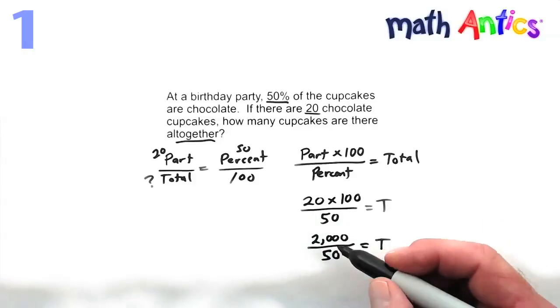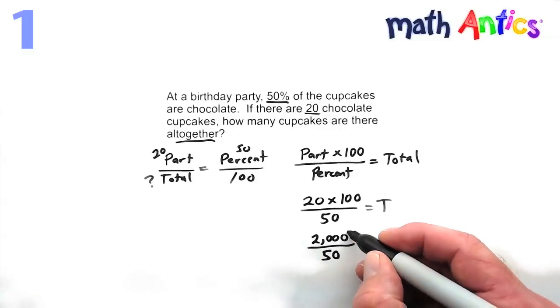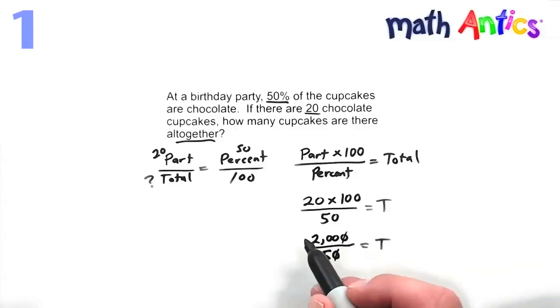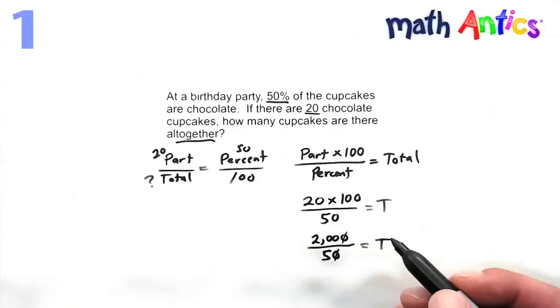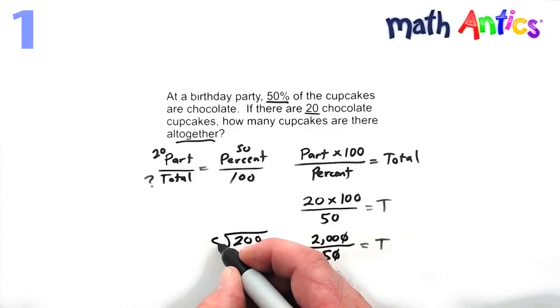Now there's a couple ways we could do that. We could first simplify. We can divide the top and the bottom by 10 and cross this off so that we have 200 divided by 5. Or you could just use a calculator to divide 2,000 by 50, but I'll do it this way. So this would be 200 divided by 5. Let's go ahead and do that here on the side.